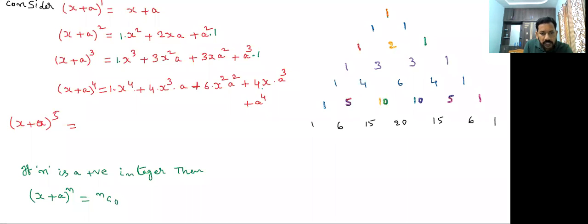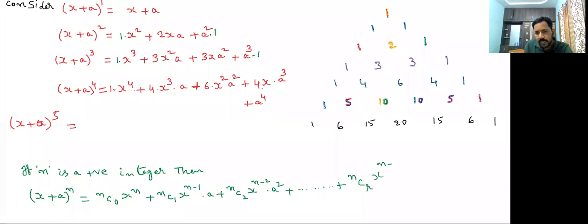nC0 x power n plus nC1 x power n minus 1 into a plus nC2 x power n minus 2 into a square plus and so on, nCr into x power n minus r into a power r and so on. The last term we can write nCn into a power n.